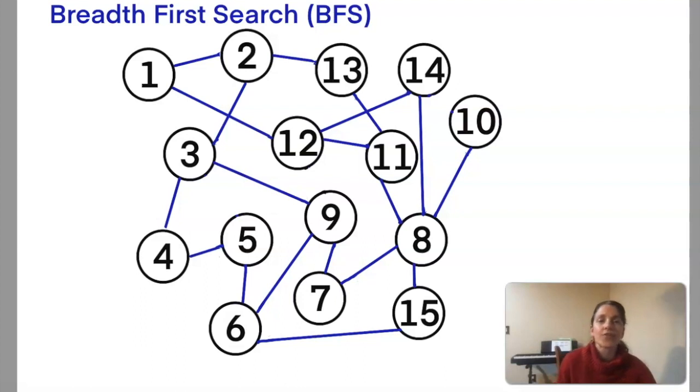Imagine that each of those circles is a vertex in our graph, and it represents maybe a city that we want to visit. And each line is an edge in the graph, and that's maybe a road, and you can go between cities by following the roads. Well, let's say that we want to visit every city at least once.